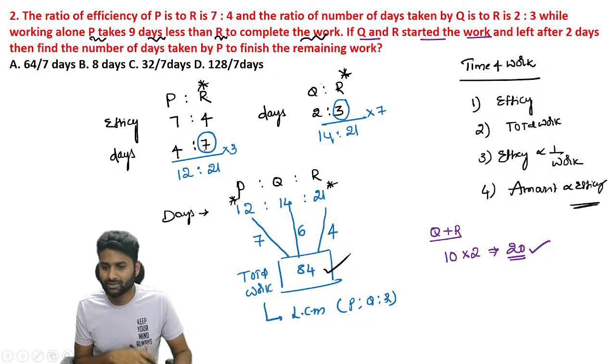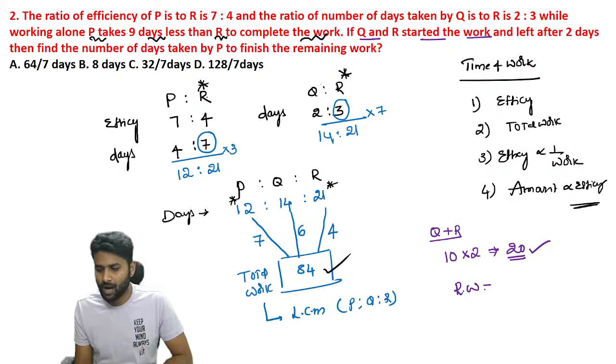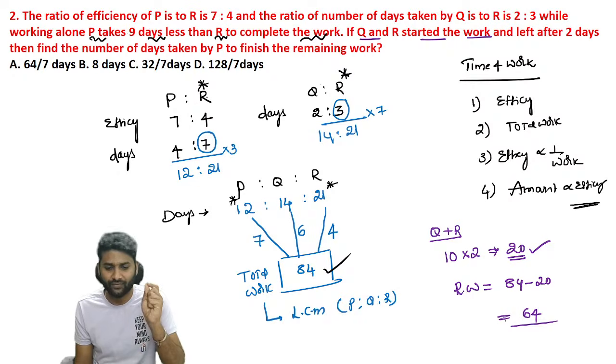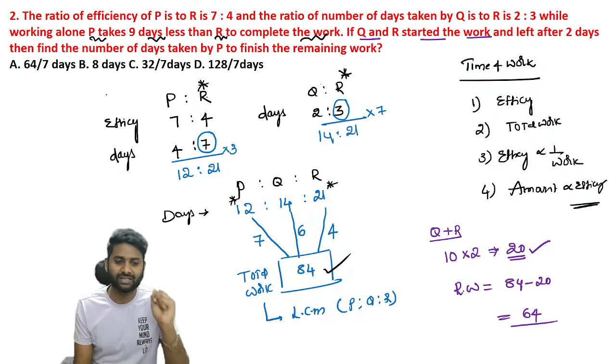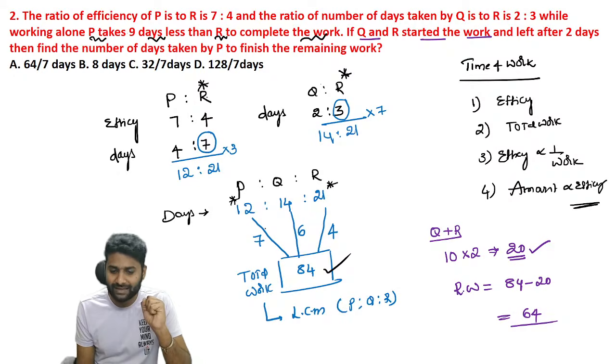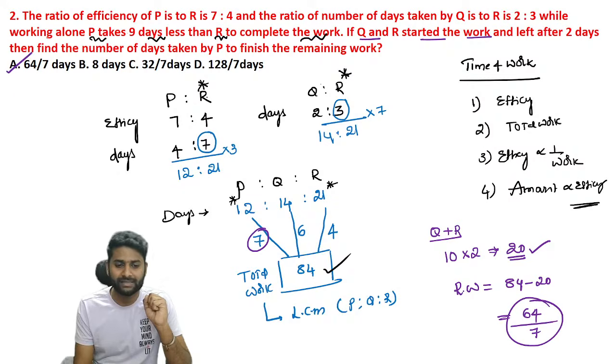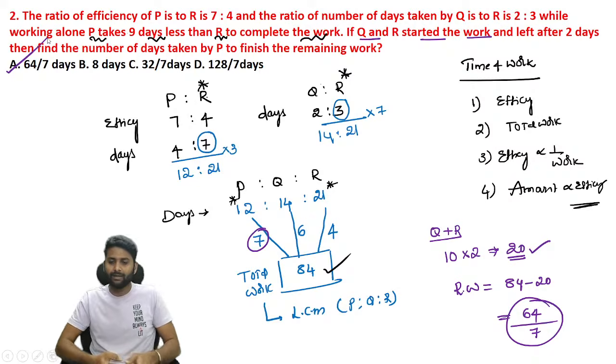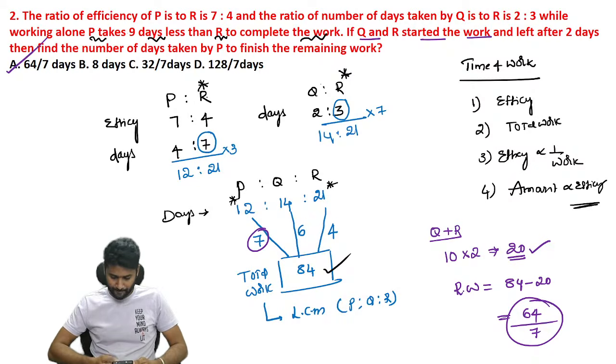Now after 2 days, Q and R left the work. How much work remains? Out of 84, they already completed 20, so the rest of the work, 64 units, we have to assign to P itself. They clearly mentioned to find the number of days taken by P to finish the remaining work. As you know, the remaining work is 64 and P can do 7 units per day. So how much time does it take? 64 by 7 days. Please let me know in the comments. Is it clear?